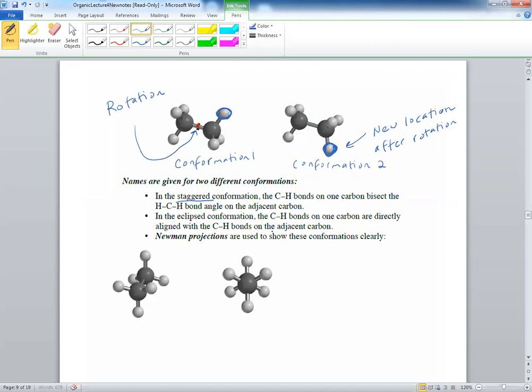Okay, so there's a lot of words here, but we're going to see that down here because it doesn't apply as well on these two representations. So this representation, especially from this angle, is better. And then you have another one, what we call an eclipsed conformation. In this eclipsed conformation, the CH bonds on one carbon are directly aligned, that's the whole point of eclipsed, with the CH bonds on the adjacent carbon.